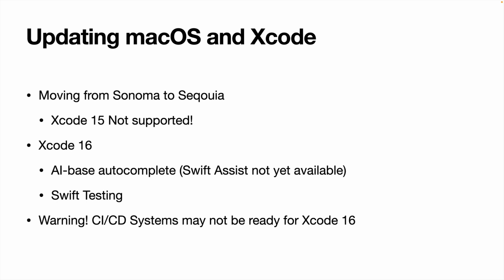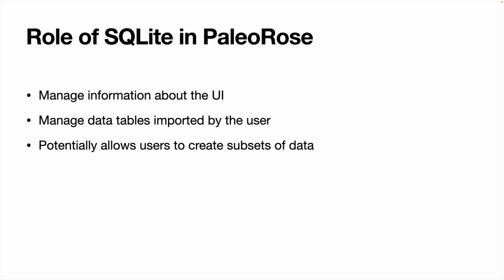Okay, with that out of the way, let's go ahead and get into what we're doing. Remember that, as I've shown previously, SQLite has a very important role in Rose. It's right now the current file format, and it's also used in memory to manage information about the UI, manage the data tables imported by the user, and more importantly, allows users to cut and make different versions of their data sets so they can plot them differently. Now, long term, I might change how all this works, but right now we kind of still have to work with it. But as I mentioned, there's a big problem with it.